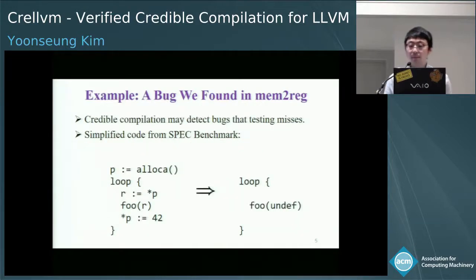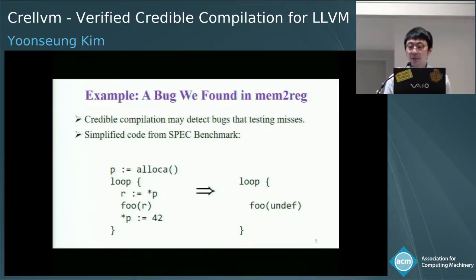Before we proceed, let me show you one of the bugs we found in the register promotion pass of LLVM to illustrate how credible compilation may detect bugs that testing misses. Actually, this bug was triggered millions of times in testing because it was triggered in the SPEC benchmark and had been there for 7 years. Let me now explain what the bug is and why testing missed it, though triggered many times.